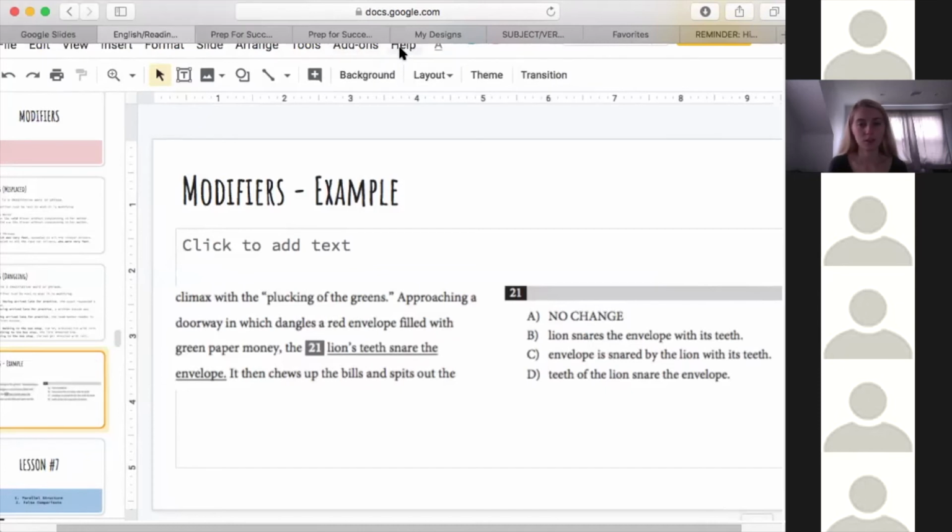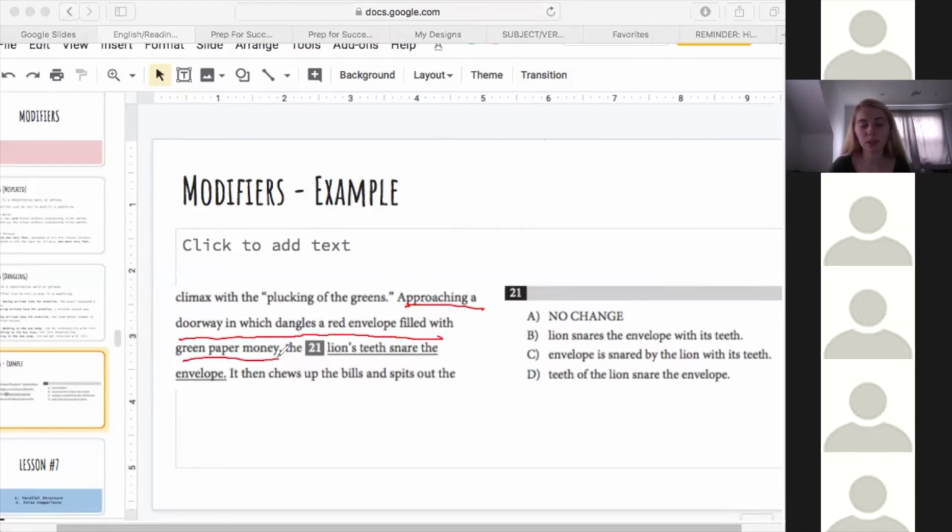All right, so end of the poll. Let's take a look at what's going on here. So now we have a longer introduction. So we kind of have a longer dangling modifier, but still applies the same concept. So we say approaching a doorway in which dangles a red envelope filled with green paper money.